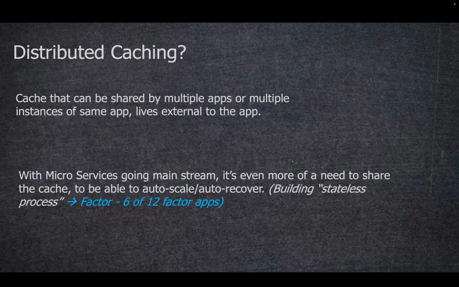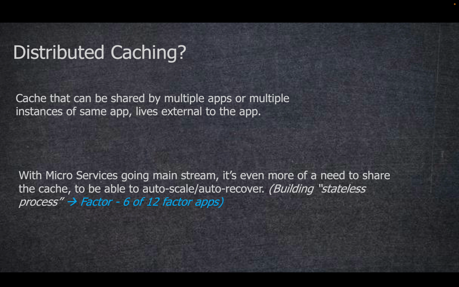Now, what is distributed caching? First, let's talk about non-distributed types of caching, for example, caching in memory, which is available within an application within a single process. In the Java world, the most popular in-memory cache is Ehcache, for example. Whereas, unlike the in-memory cache, distributed caching is a type of cache that can be shared by multiple applications or multiple instances of the same application. That means it lives external to the applications.